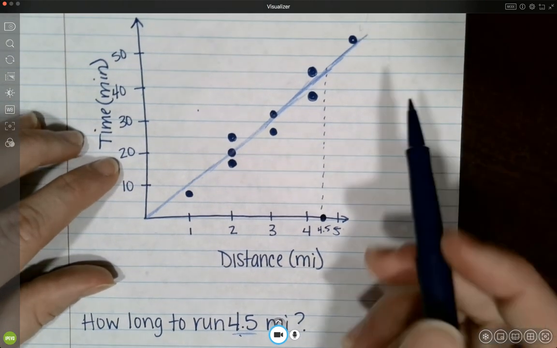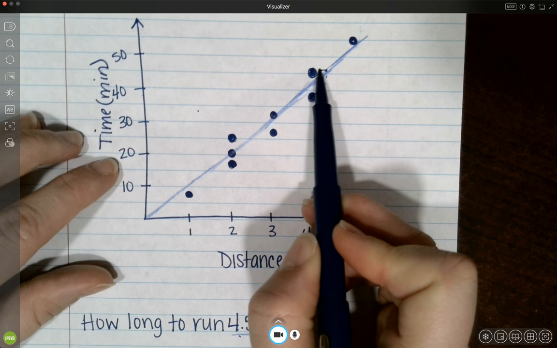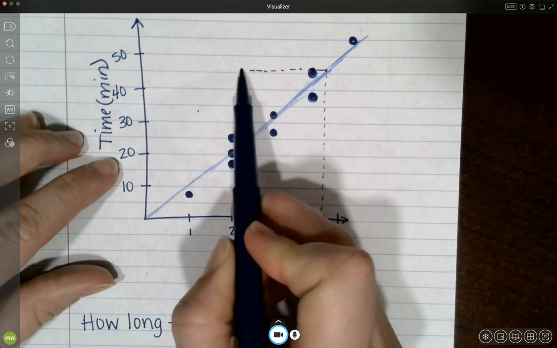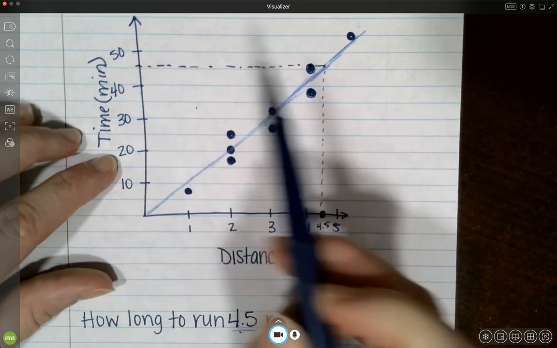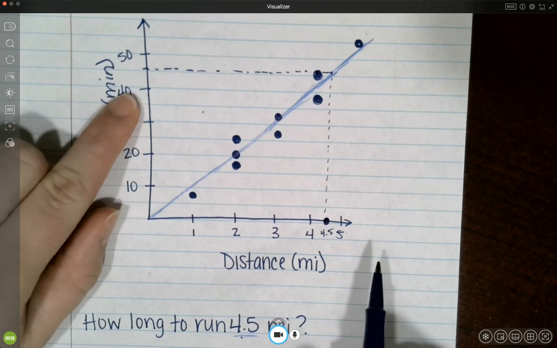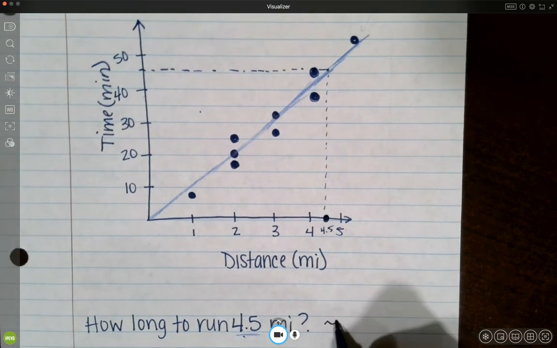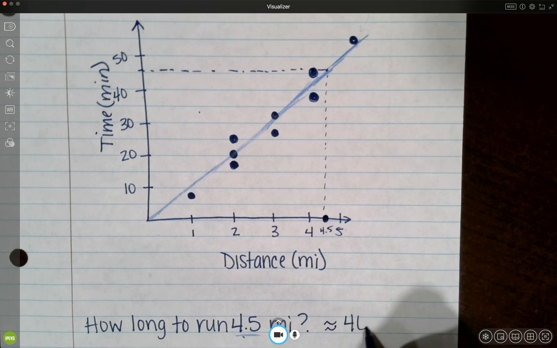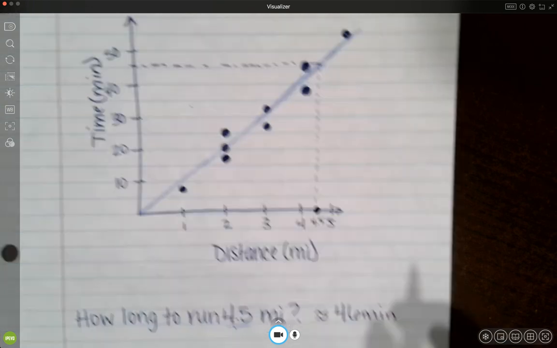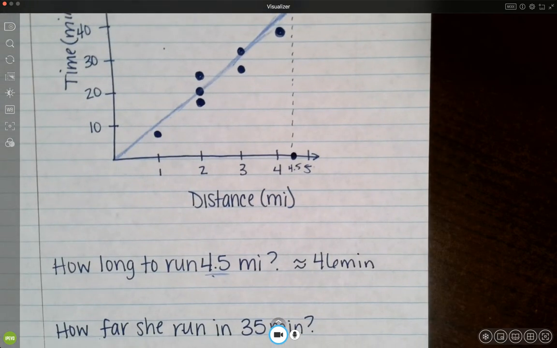I'm then going to travel all the way up until I hit my trend line. And then once I hit that trend line, I'm ignoring all the other dots. I'm going to then go over to my axis to find out my time. So I'm slightly above 45, so I would say about 46 minutes. So that would be my estimation.